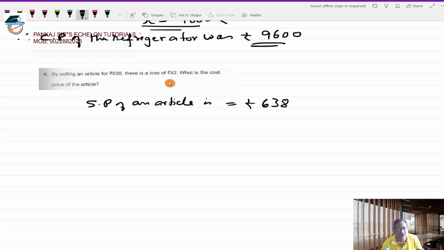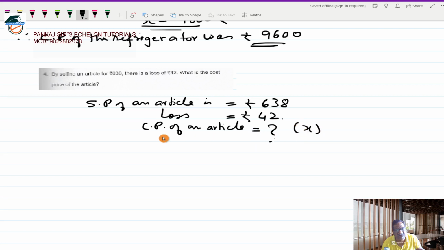There is a loss of rupees 42. So loss has been incurred and the loss is of rupees 42. What was the cost price of the article? That is what they have asked you. So let this cost price be question mark, so let me take that as X. Now this is pertaining to loss, selling price and cost price, so I'll take this formula. We know that loss is always cost price minus selling price. Profit is selling price minus cost price. Loss is cost price minus selling price.